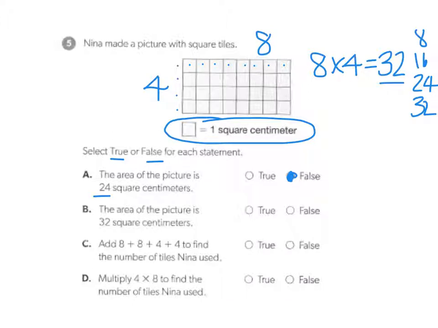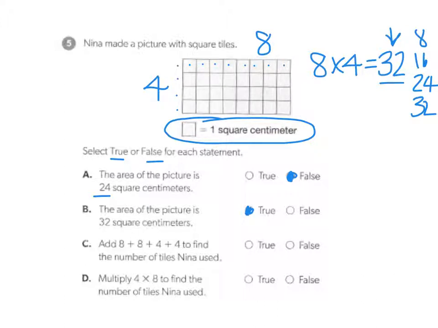Look at letter B. The area of the picture is 32 square centimeters. Is that true or false? Pause the video while you work and replay when you are ready. So when we did our work for letter A, we found that it was 32 square centimeters, so we are going to write that it's true.